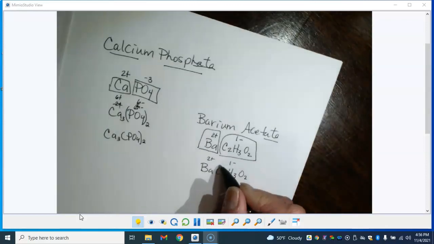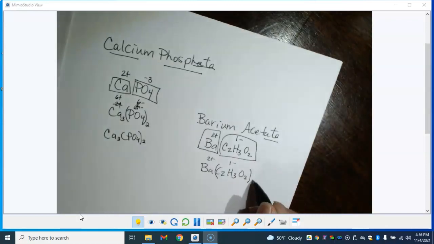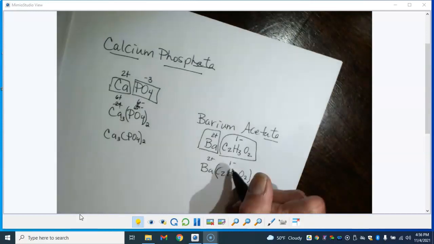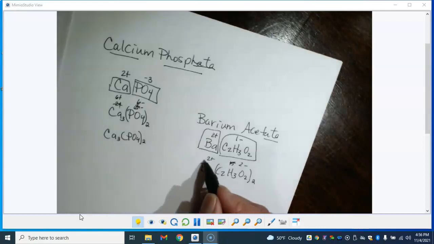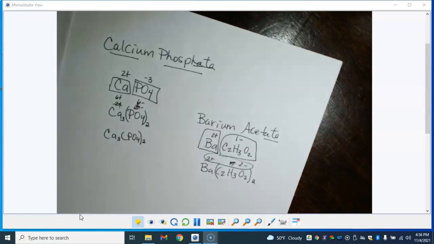I'm going to put acetate in parentheses, and I'm going to put a subscript 2 on the outside. So 2 times -1 gives me -2. So now my two oxidation numbers equal 0. So my final formula is Ba(C2H3O2)2. Let's look at one more.